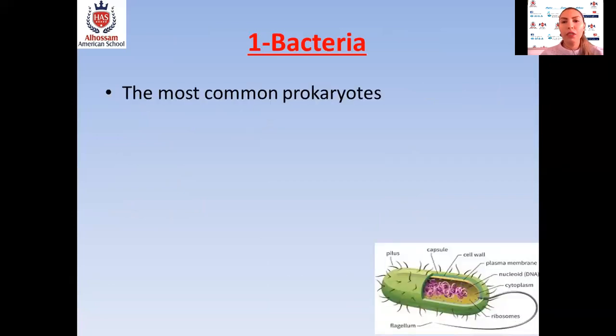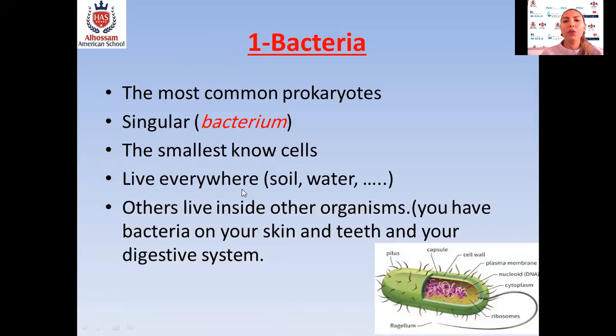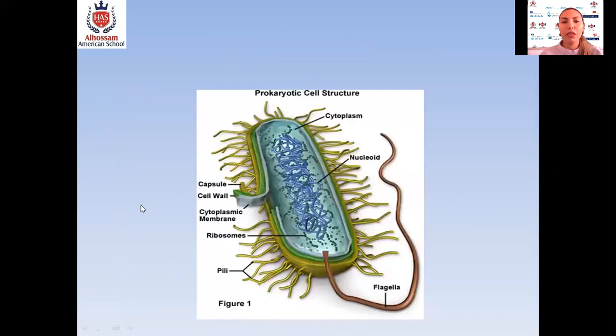Bacteria are the most common prokaryotes, and the singular is called bacterium. They are the smallest known cells. We can see them everywhere: soil, water, inside your body, between your teeth, on your skin, even in your digestive system. In the structure of bacteria, you can see flagella, singular flagellum. It's a long tail that helps bacteria to move.